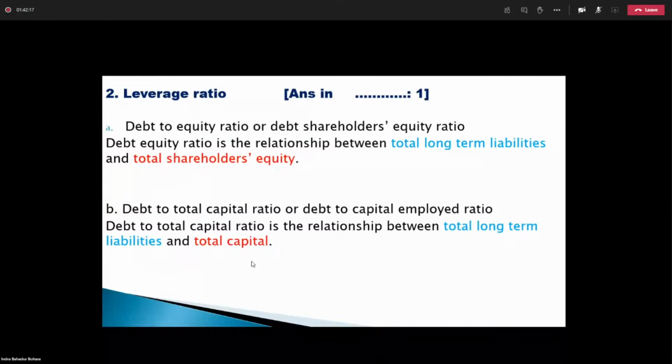Turnover and profitability ratio we will discuss in the next class, and we do practice from the exercise relating to liquidity and leverage ratio from the book, page number 141.